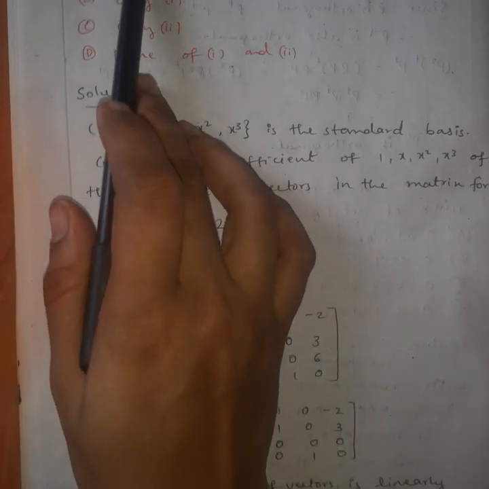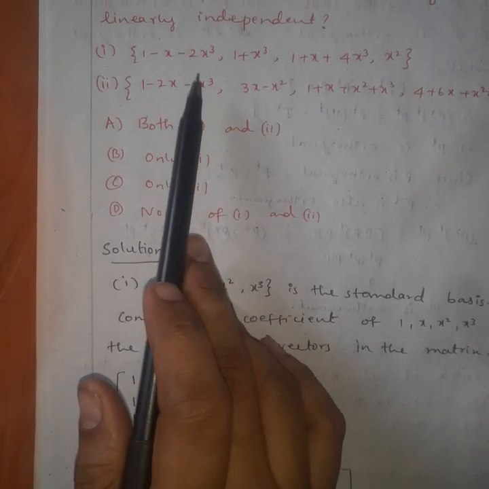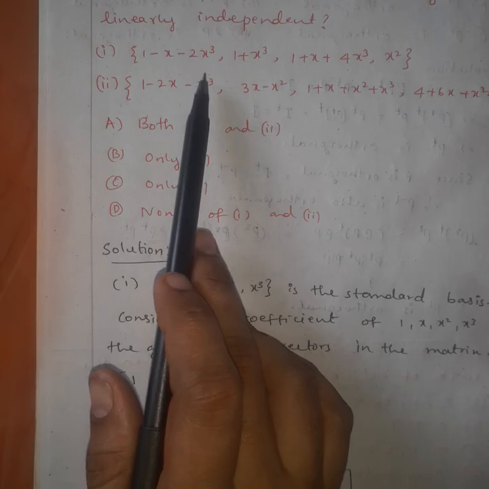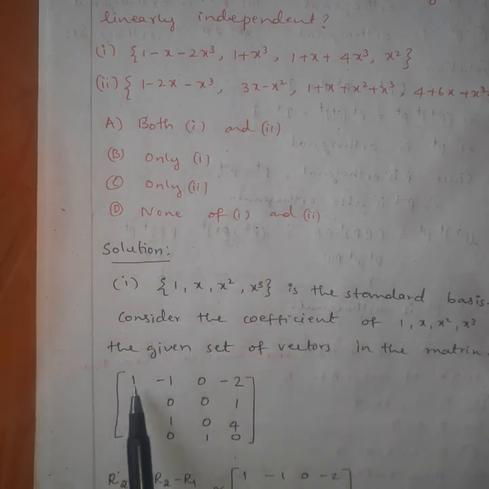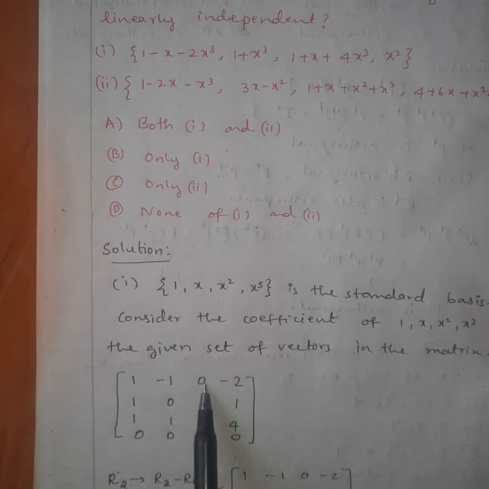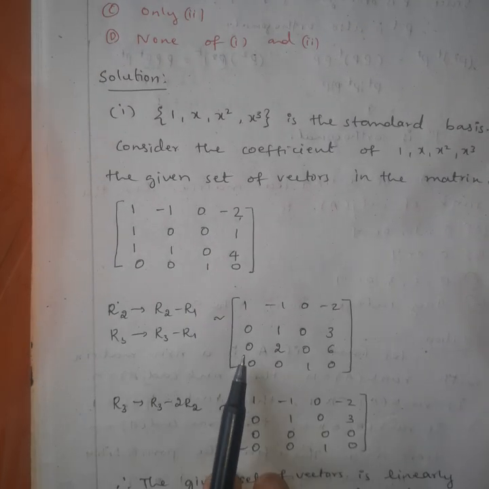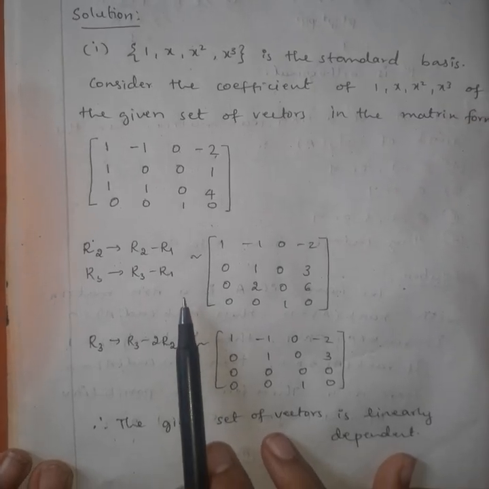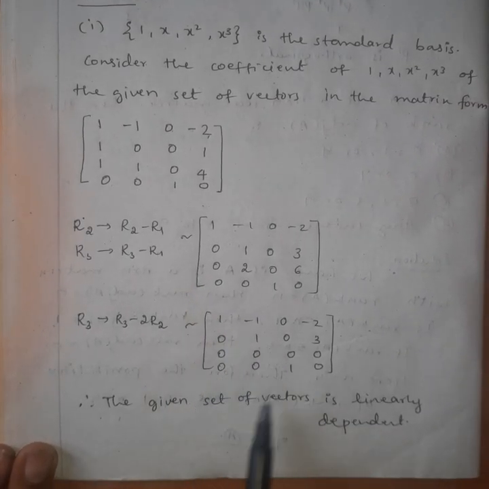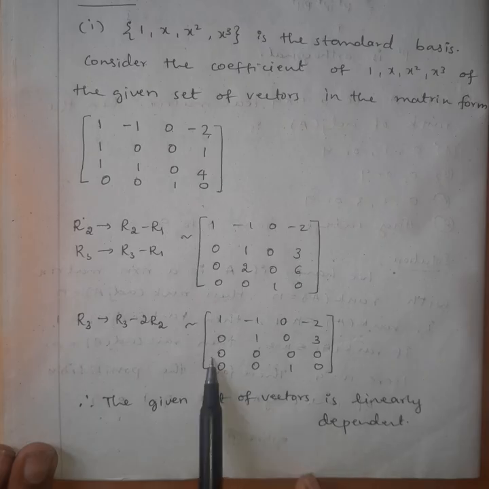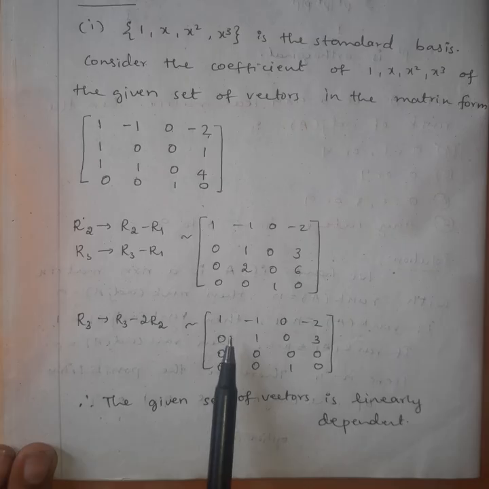Here 1 minus x minus 2x cube. So I will write this as the coefficient of constant 1, coefficient of x is minus 1, coefficient of x square is 0, coefficient of x cube is minus 2. Likewise I have written the rest, and after the row transformation I got this. The given vectors are linearly dependent because the matrix contains one complete zero row after the elementary row operations. So its rank is less than 4. Therefore, the given set of vectors is linearly dependent.